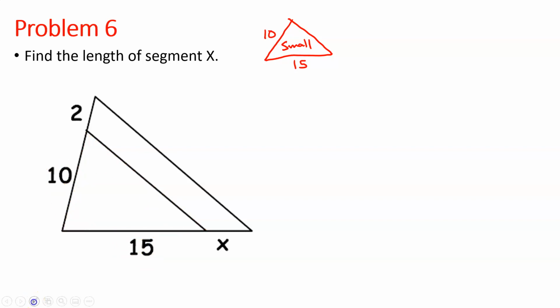Now let's take a look at the much larger one. The larger one is taking a look at the whole thing. Let me draw a much bigger one, just a quick sketch. It doesn't have to be perfect. We're just using it to separate our two triangles. So let's take a look at the left side of the bigger one.